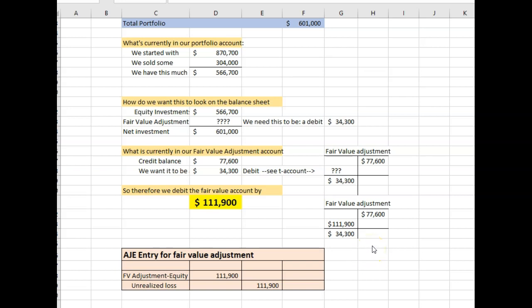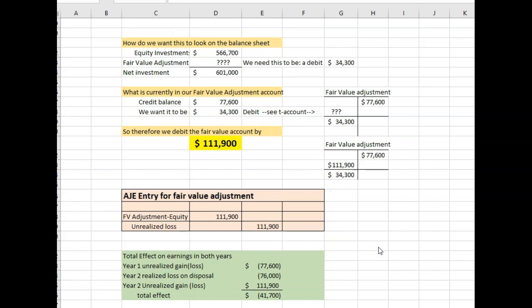Okay, the last part of the problem you may have on homework also is saying, let's look at the whole picture together. The total effect on earnings in both years. And so we see that at the end of year one, we did have a 77,600 loss. At year two, in the beginning, we had a 76,000 realized loss. And like I said, it felt like we were double counting. Well, the way this kind of pans out is that when we fix that last adjusting journal entry, that unrealized gain loss account, we have a gain of 111,900. And the total effect ends up being, believe it or not, totally appropriate if you want to do the math and double check everything. But the total effect from the beginning of having this to the last day is a loss of 41,700.